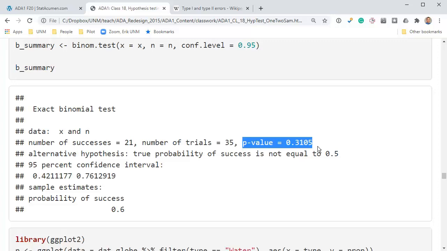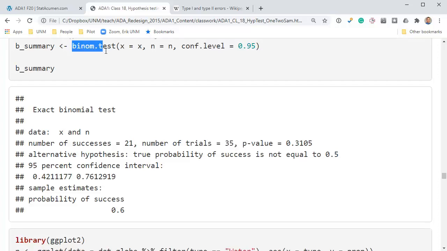Now, you might be looking for a test statistic here. For an exact test, we don't really have one except for the data themselves, 21 out of 35. So we will probably report those as our test statistic. If we had done a proportion test, prop.test, then we would have a test statistic that would be a z statistic, and I discussed those in the notes.